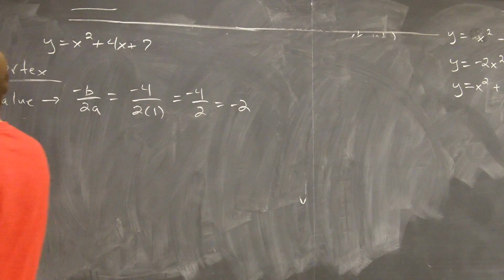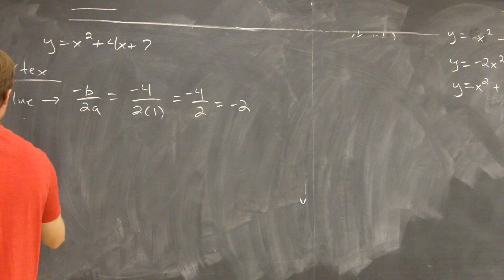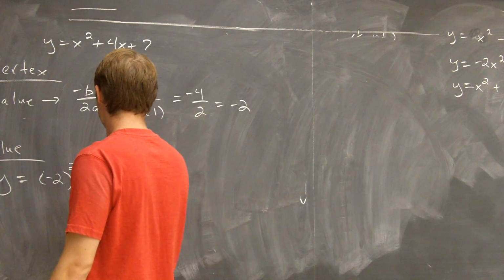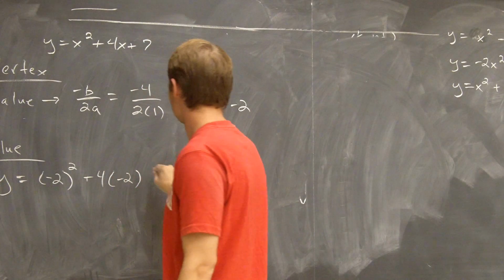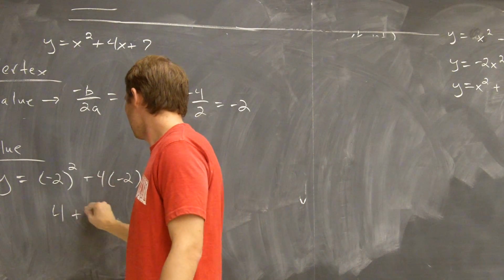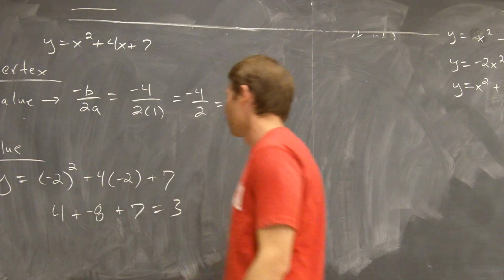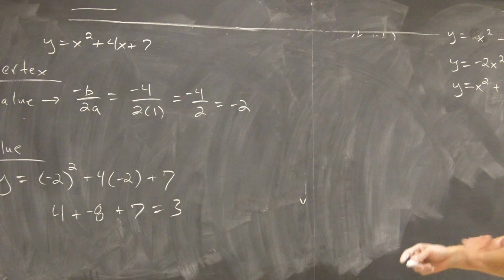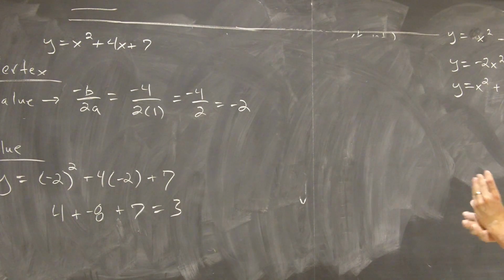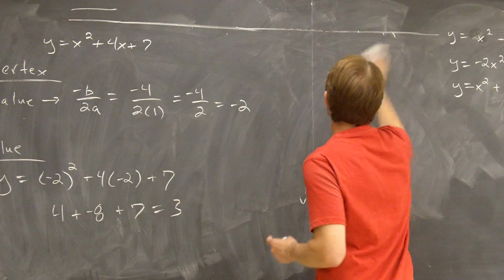And then I can find the y value by just plugging this back in. So y is equal to negative 2 squared plus 4 times negative 2 plus 7. So this will be 4 plus negative 8 plus 7. So it will be a positive 3. So negative 2, positive 3 is what we should get for our vertex here. We'll go ahead and graph this.